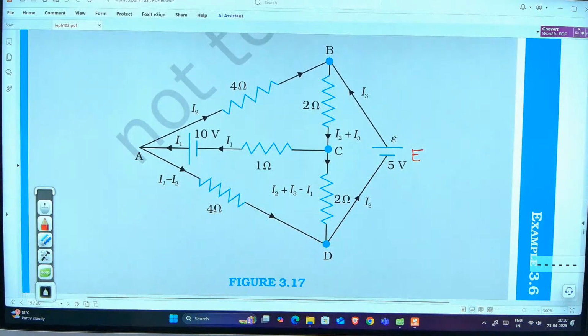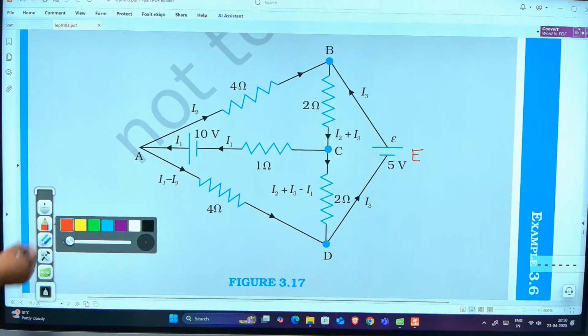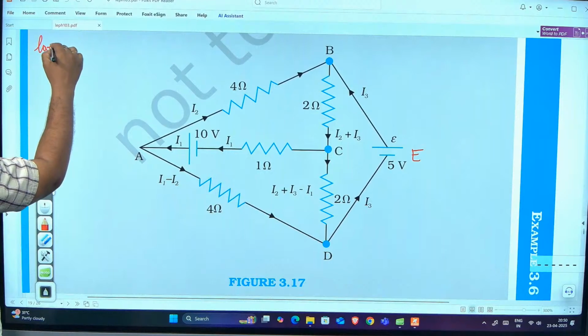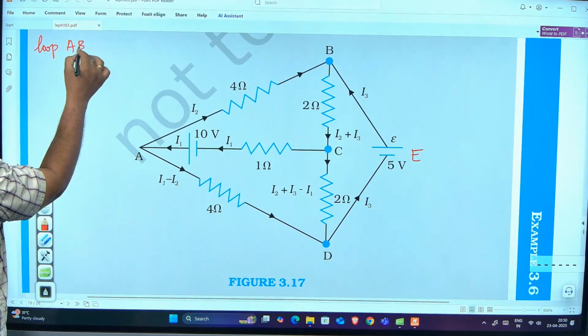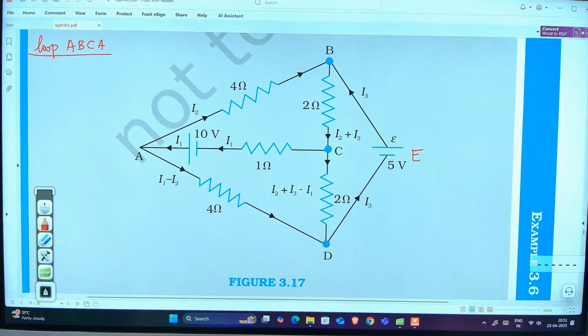More than the answer, write the equations and get a check from me once before you proceed. Or I will do the equations on the board itself. Shall I recommend some loops? Because all of you will take different loops and different equations will be there. I will write some loops. You may take or you may not take, not a compulsion. Loop A, B, C, A. One loop I want you to take.